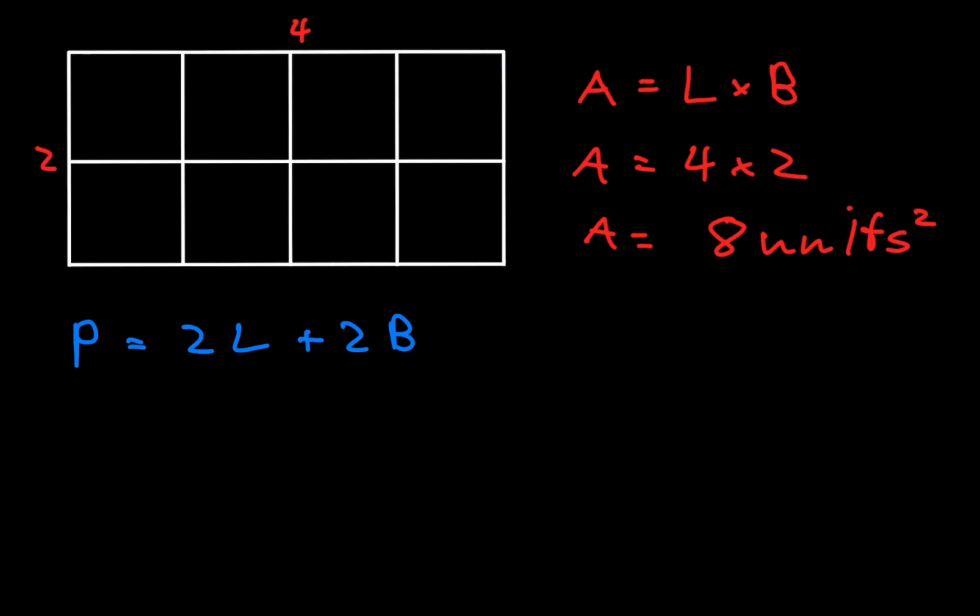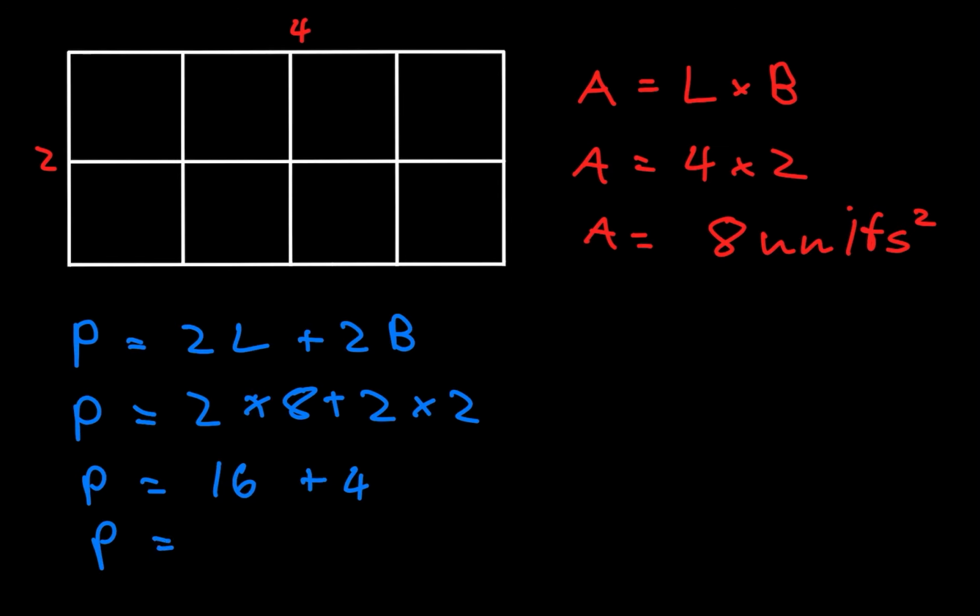And what we'll find is we'll count in 2 lengths, which is these 2 sides, and 2 breadths, which is these 2 sides. And once we do that, we'll find our formula to be 2 times by the length, which is 2 times 8, plus 2 times by the breadth, which is 2 times 2. And that'll give us 16 plus 4, which will give us 20 units.